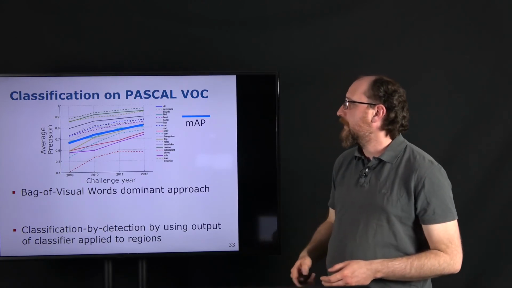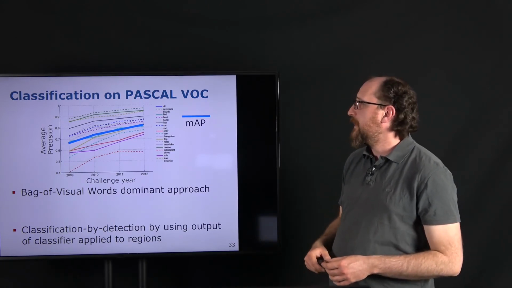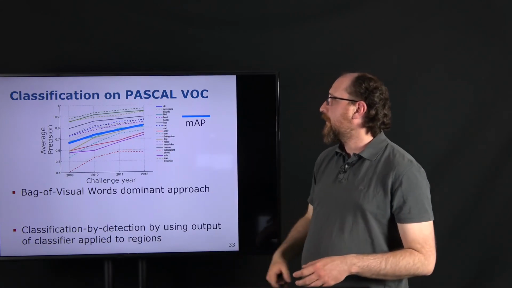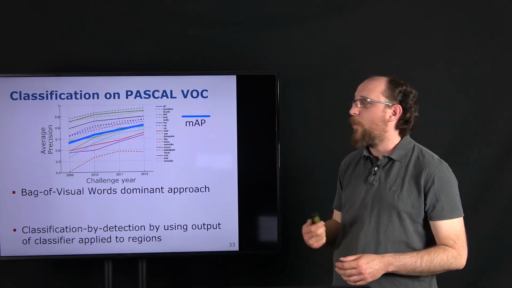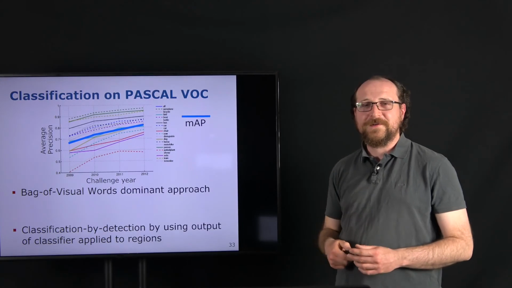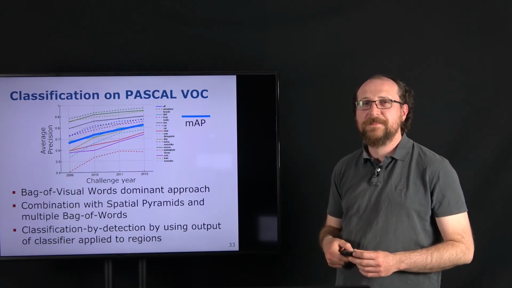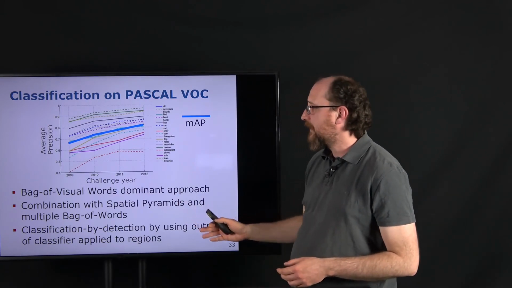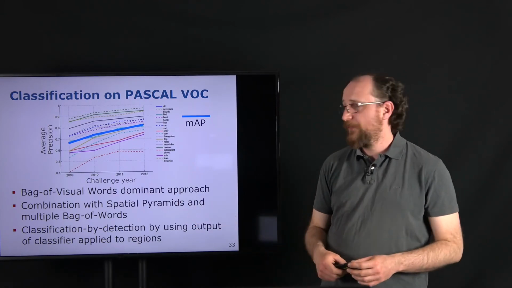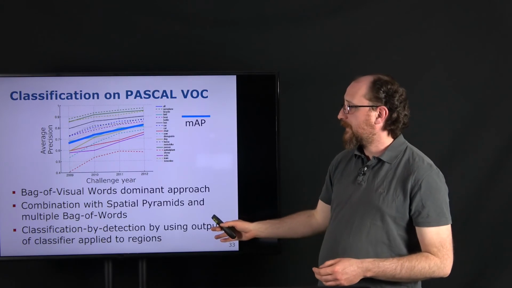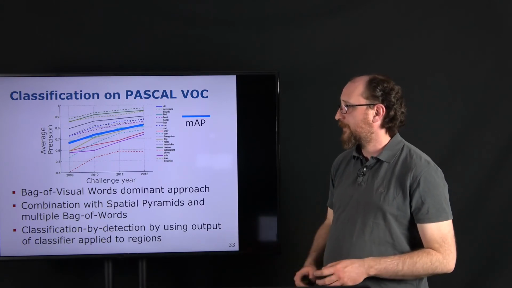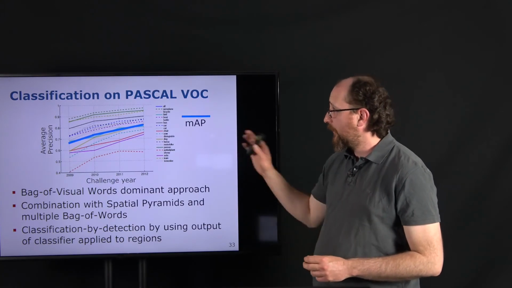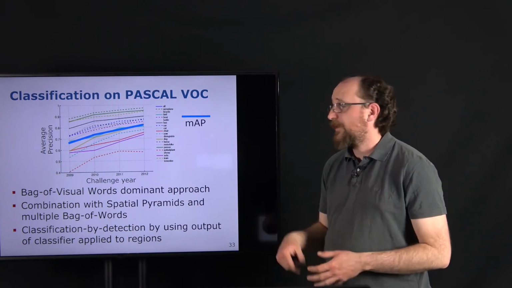And as you can see here, the mean average precision approaches something like 0.8. So it's a little bit more progress over time here. And of course, the bag of words was then combined with the spatial pyramid idea, but also multiple bags of words were used. And one interesting idea, which was also used by the selective search approach in the end for this task, is the classification by detection.